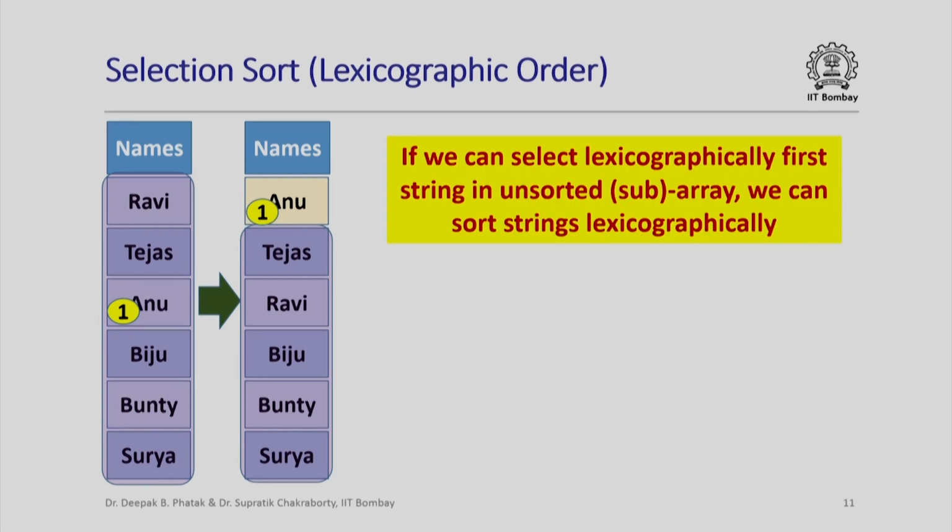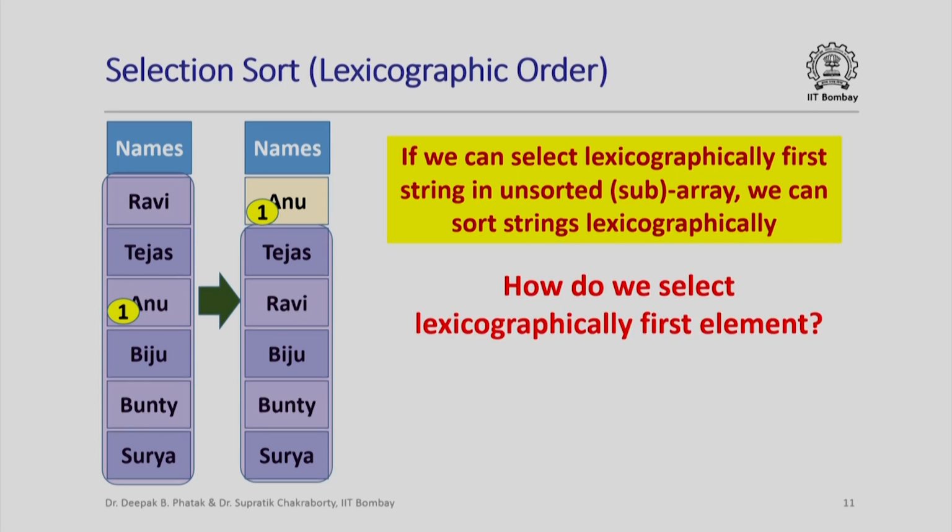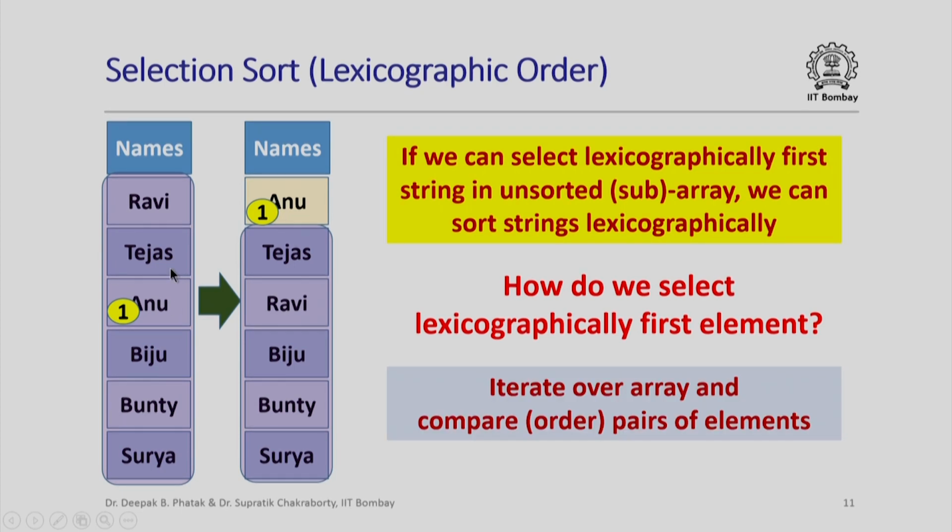So, it looks like if we can select the lexicographically first string in an unsorted subarray, we can just repeatedly execute this process and end up sorting this array of strings using the same ideas as we used for sorting an array of integers using selection sort. Now, how do we select the lexicographically first element in an array of strings? The answer is pretty much the same as we did for integers. We basically iterate over the array and keep comparing or ordering pairs of elements, and we just keep track of the lexicographically earliest element that we have seen so far.